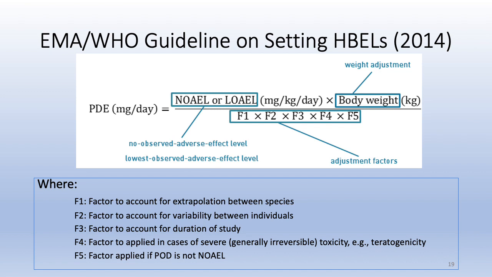And we've got a body weight adjustment, which we saw again in the ISPE guidance. And all this is divided by various adjustment factors. The beauty about the EMA guidance or guidelines is that these adjustment factors are actually defined. For instance, the F1 would account for extrapolation between species, and that would have been the 10 that we saw in the diagram that I had. And then another 10 for intra-species differences or variability between individuals, which was the other 10 that we saw in that graph.